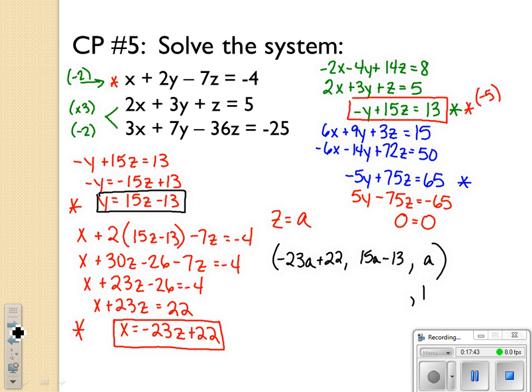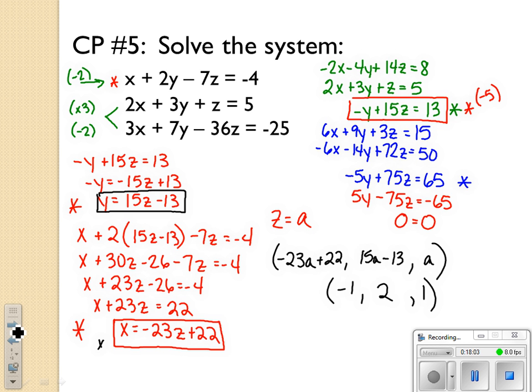We'd have 15 times 1 minus 12, we'd get a 2. Plug 1 into the x expression. You'd have negative 23 times 1, and then add 22 would get a negative 1. This would be one possible triple that would solve this system.